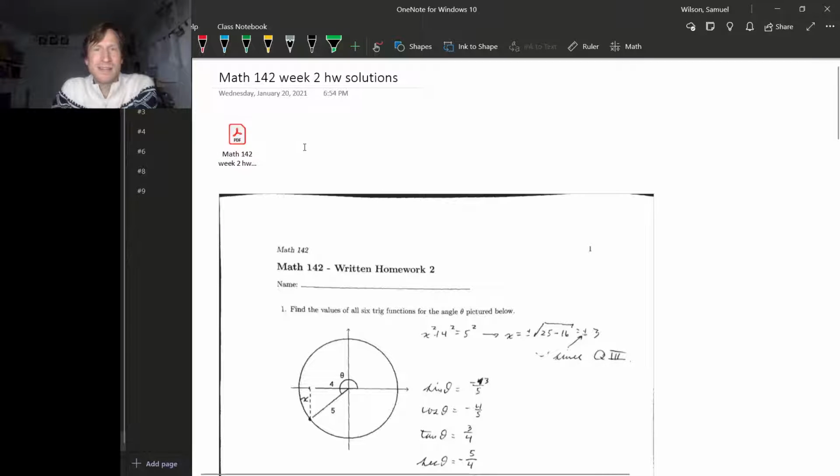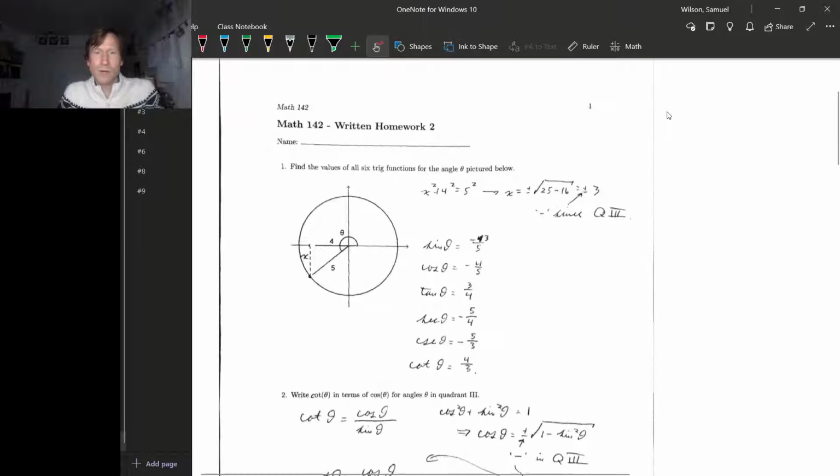Hi everybody, let's have a look at the written homework for week 2. On number 1, most people got that. You have to either know the 3, 4, 5 triangle or use the Pythagorean theorem to find this side. So you get 3, but the thing is, it's plus or minus 3.